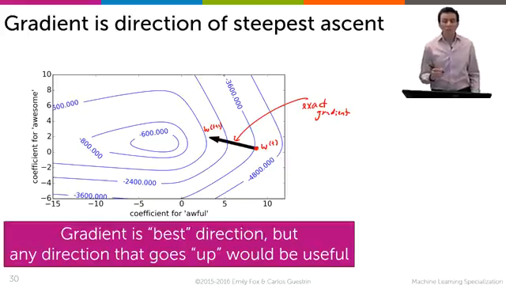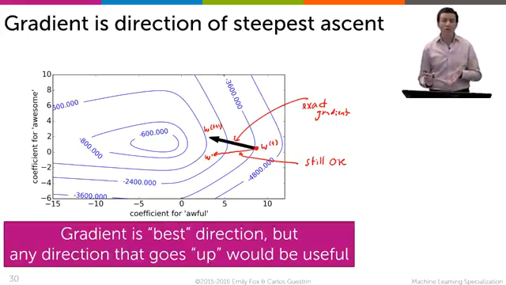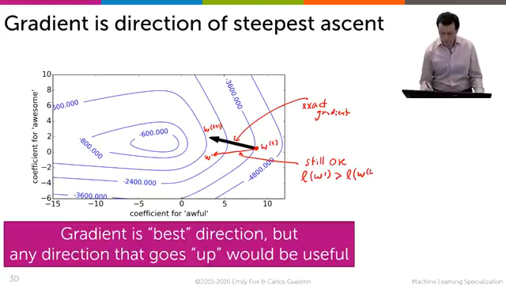Now, there are many other directions that also improve the value, improve the likelihood, the quality. So for example, if we were to take this other direction over here and we reached some parameter W prime, it's still okay because it is still going uphill. We're increasing the likelihood. In other words, the likelihood of W prime is going to be greater than the likelihood of WT. So in fact, any direction that takes you uphill would be good. The gradient is just the best direction.